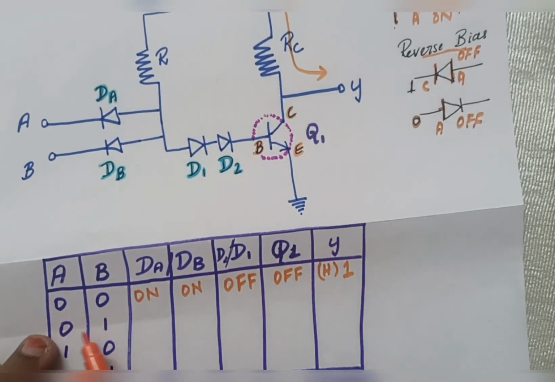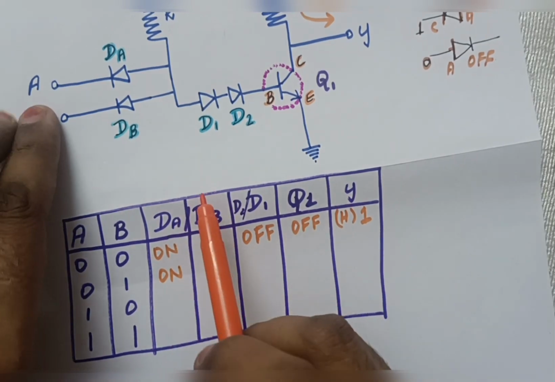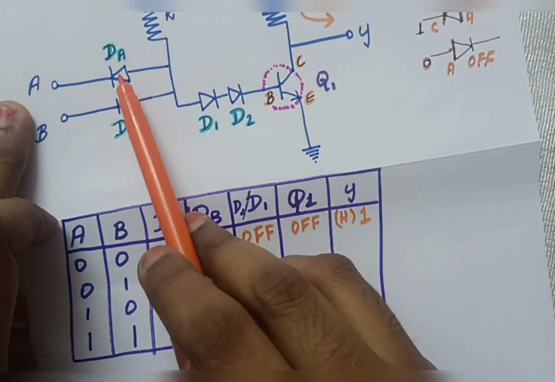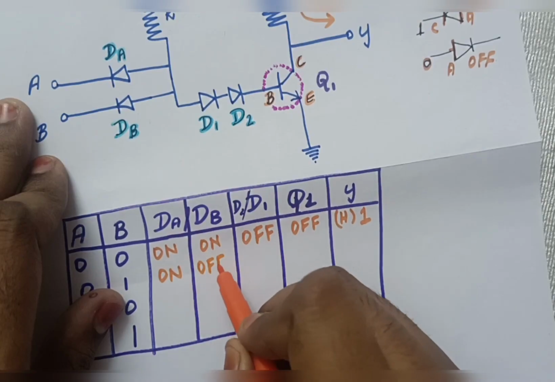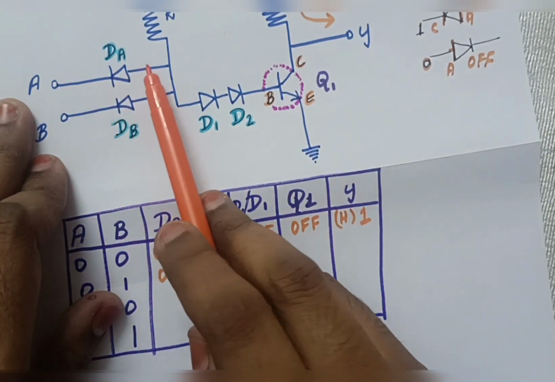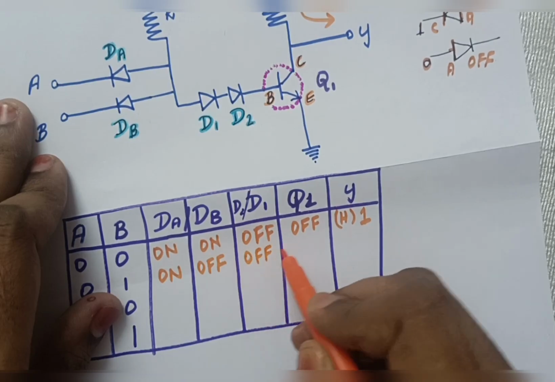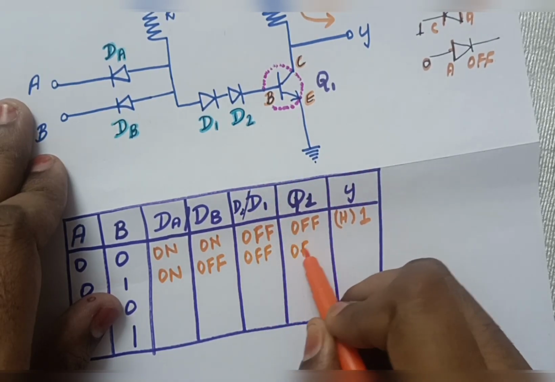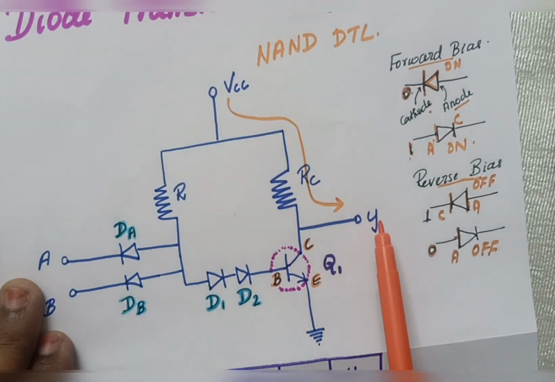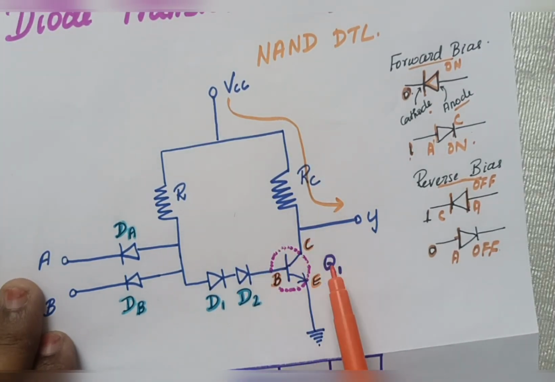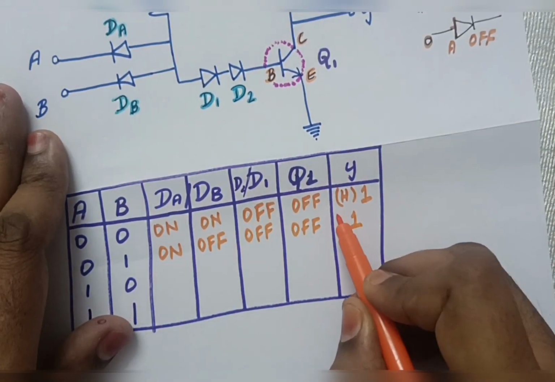All right. Now coming to 0, 1 and 1, 0, a similar operation happens. For 0, 1, if A is 0, the status of DA will be on. If B is 1, it will be off. Anyway, 0 will go here, so D1 will be off and D2 also will be off. So Q1 will also be off. Again, my supply from VCC will go to Y, because Q1 is not short circuited. It is kept open. So again, my Y value will be 1, which is high.